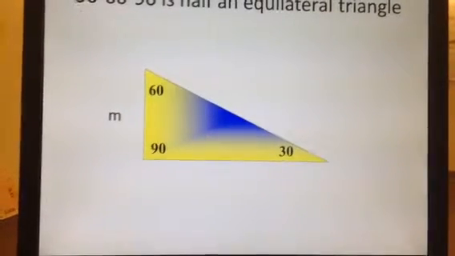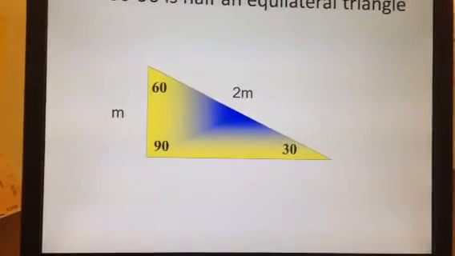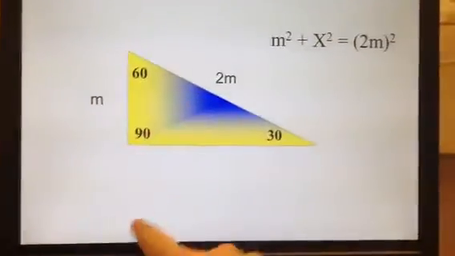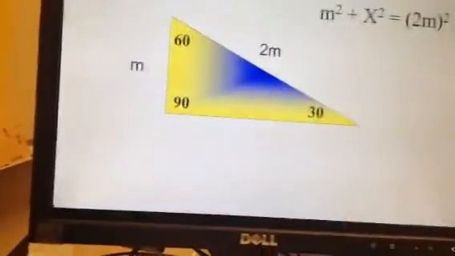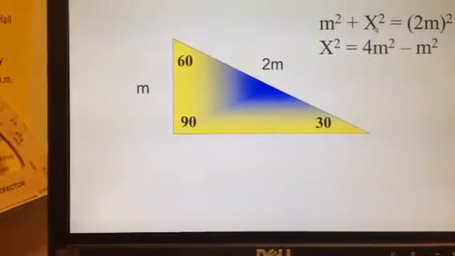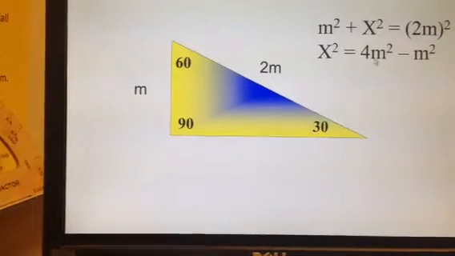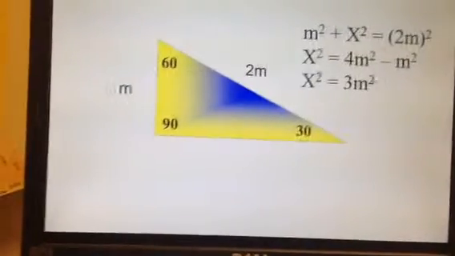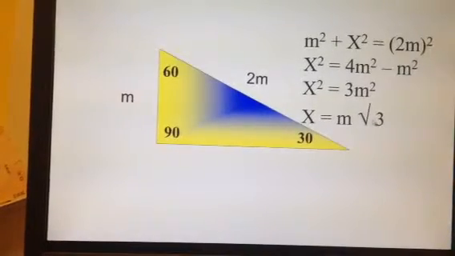And the reason this works is this is half an equilateral triangle. So if that side is some number m, that side has to be 2m, because in an equilateral triangle, the whole thing is 2m and 2m and 2m. So that's m, that's 2m. When we plug it in, m squared plus some unknown squared equals 2m squared, I end up with 2m squared becoming 4m squared. And when I subtract the m squared, I'm left with 3m squared. And so the square root of m squared is m, and I've got a root 3 underneath.